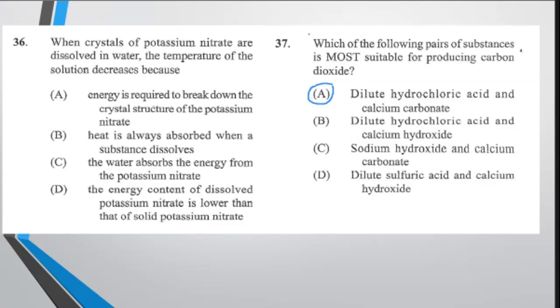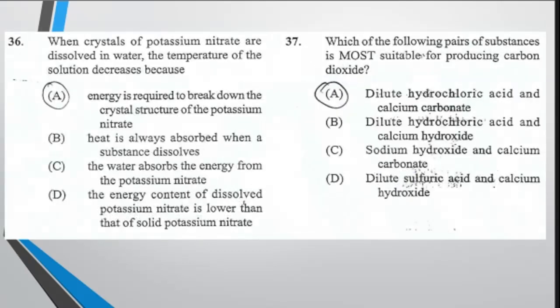Sodium hydroxide, no, it wouldn't be. This one would be the next option, but you wouldn't use the base, you would use the acid. The answer should be A as in apple and not C as in cat. All right, so 36, A as in apple, 37, A as in apple is your answer for them both.